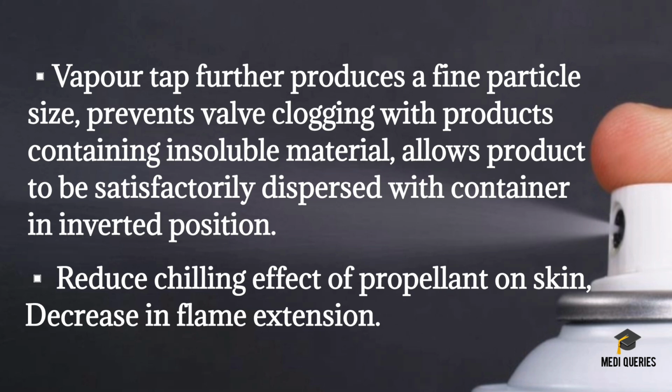The vapor tap further produces a fine particle size, prevents valve clogging with products containing insoluble materials, and allows the product to be satisfactorily dispersed with the container in the inverted position. It also reduces the chilling effect of the propellant on the skin, and in the case of hydrocarbon propellants allows for a decrease in the flame extension. These vapor tap openings are available in sizes ranging from 0.013 inches to 0.080 inches.